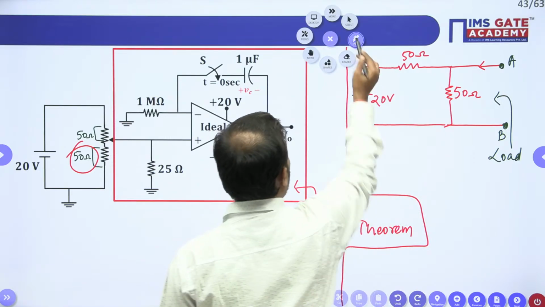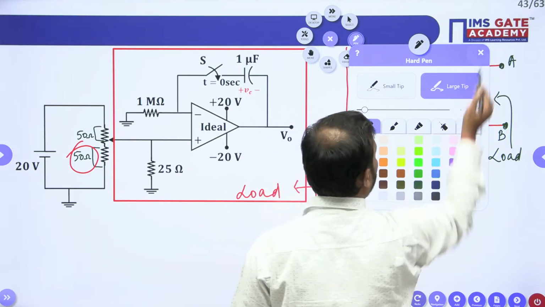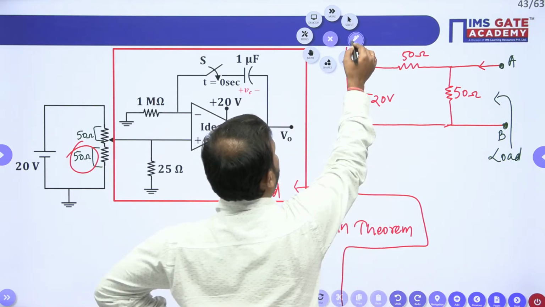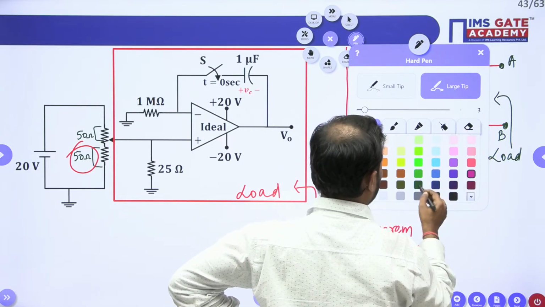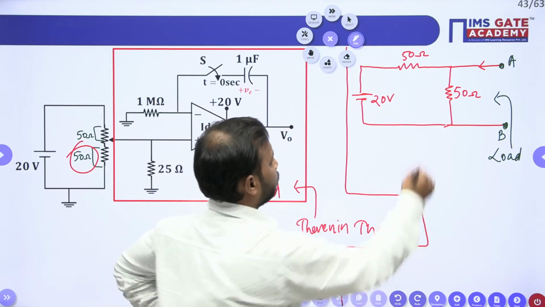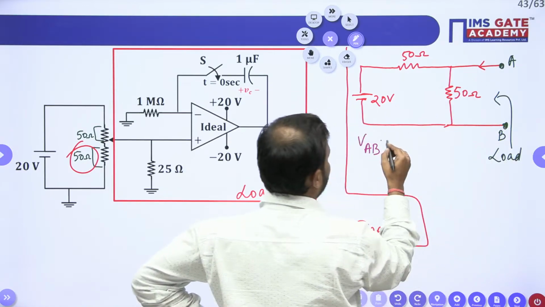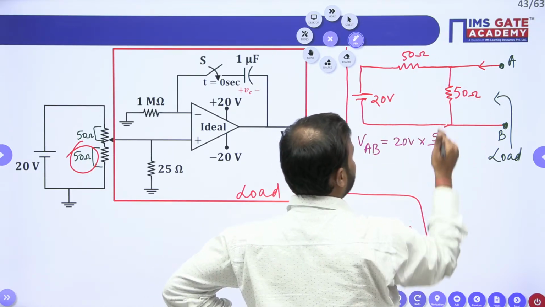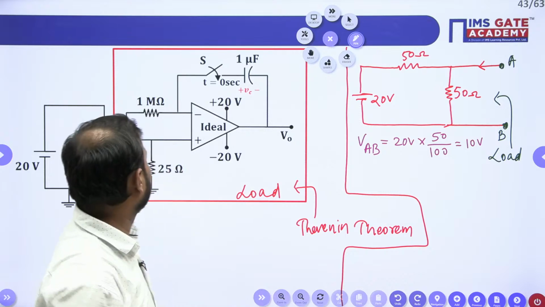For that, let me change the color first. Okay. All right. So this VAB is what? This is the Thevenin voltage, meaning the voltage across this load. This will be 20 volt into this resistor 50 divided by total resistor, which is 100. So this will become 10 volt. Isn't it? This will become 10 volt.